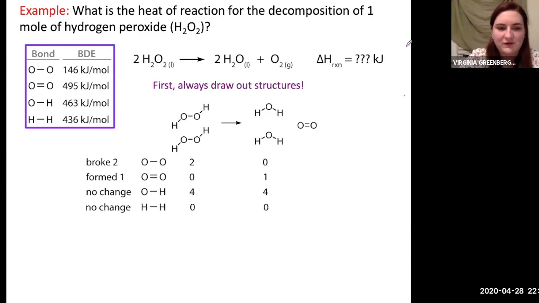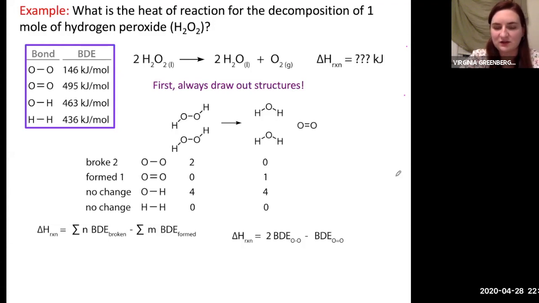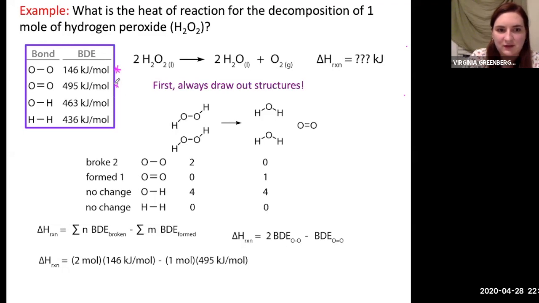So now that I know how my molecules have changed, I can go ahead and start to set up my bonds broken minus bonds formed. And so I'm going to have my 2 oxygen-oxygen single bonds times that bond dissociation energy from the table, minus then my 1 oxygen-oxygen double bond that's formed times its bond dissociation energy. Okay. So if we go ahead and put some numbers to this, we'll have our 2 bonds times this bond dissociation energy here, minus our 1 bond times its bond dissociation energy from up here on the table. And we end up calculating a delta H of reaction of negative 203 kilojoules.